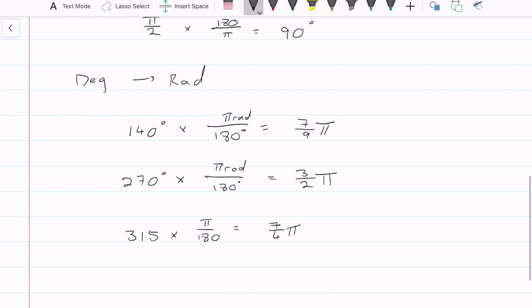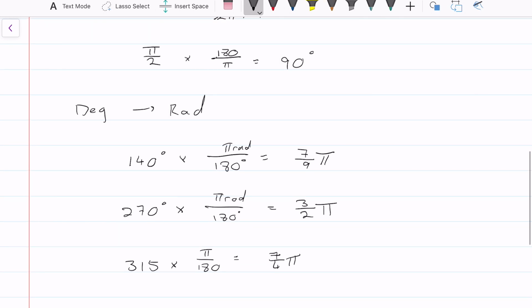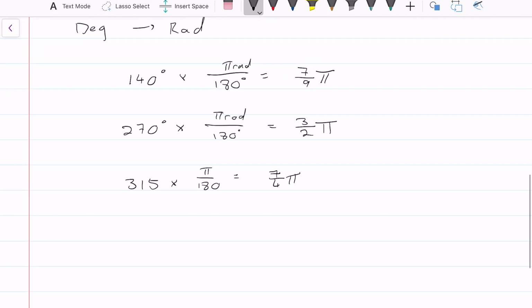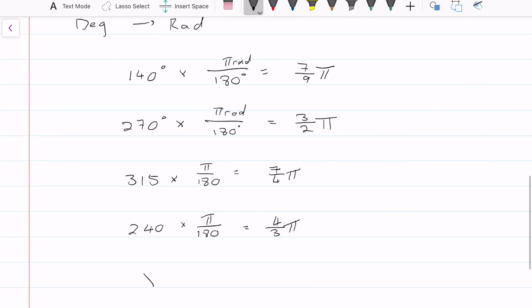Okay, so what can we see? When we're converting from degrees to radians, we have the inverse of this. Okay, so the last one, 240 degrees converted to radians is equal to 4 over 3 pi. So we can say that if we have x degrees and we want to get it to radians, we multiply it by pi over 180 degrees to get it to y radians.